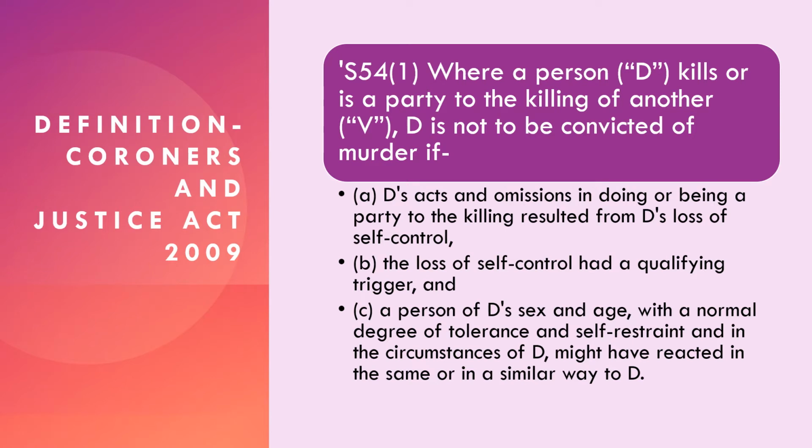So we now use the definition from the Coroners and Justice Act for loss of control. Section 54, subsection 1 tells us where a person, the defendant, kills or is party to a killing of another, the victim, the defendant is not to be convicted of murder if the defendant's acts and omissions in doing or being party to a killing resulted from the defendant's loss of self-control. This loss of control had a qualifying trigger, and a person of the defendant's sex and age with a normal degree of tolerance and self-restraint, and in the circumstances of the defendant, might have reacted in the same or similar way to the defendant.